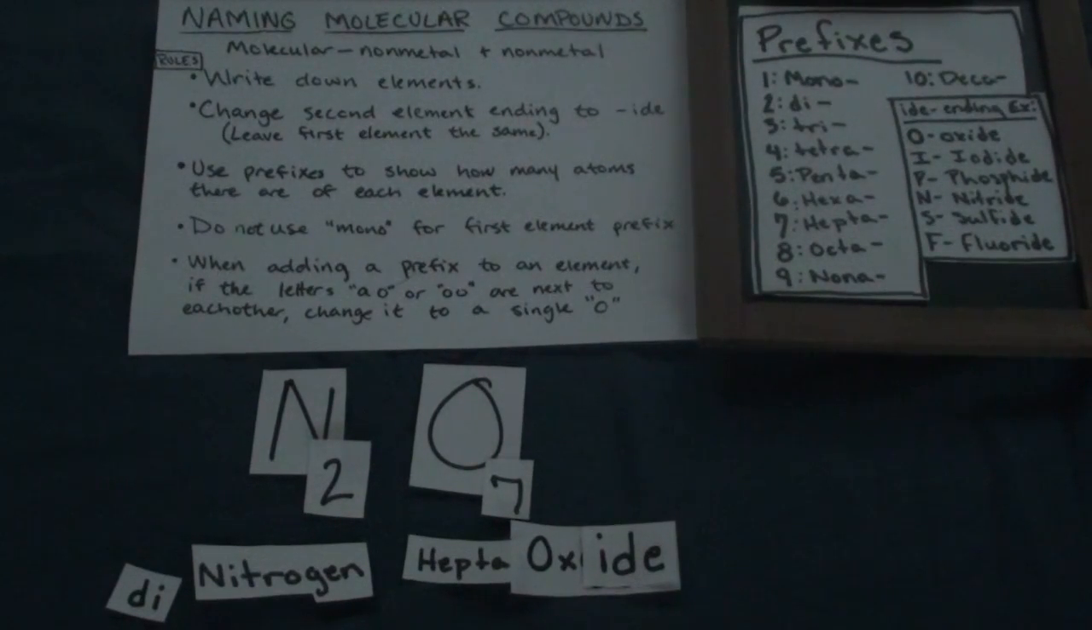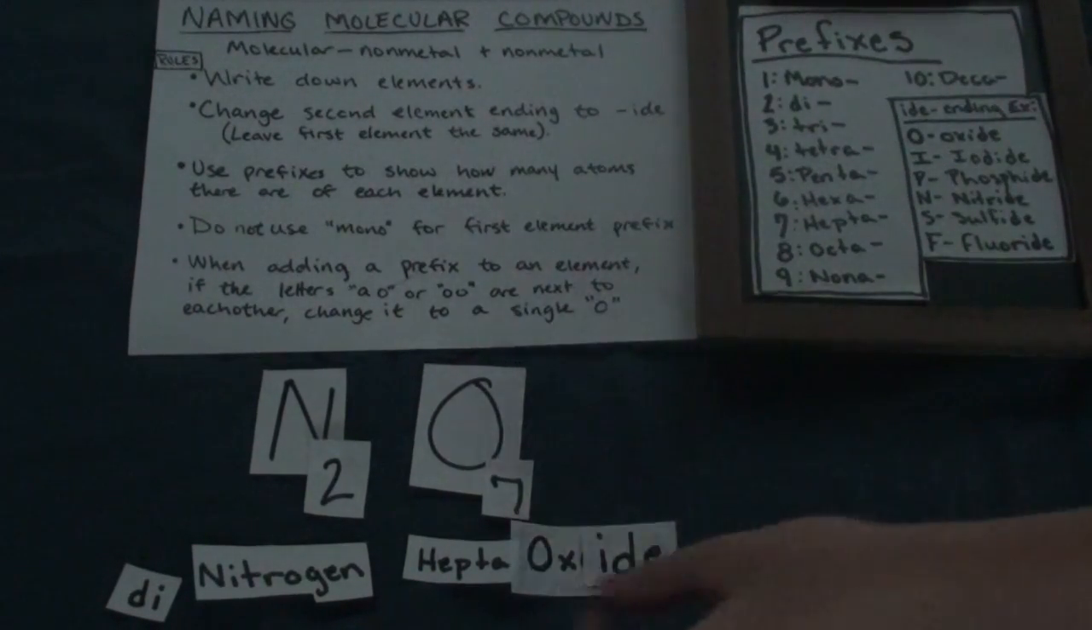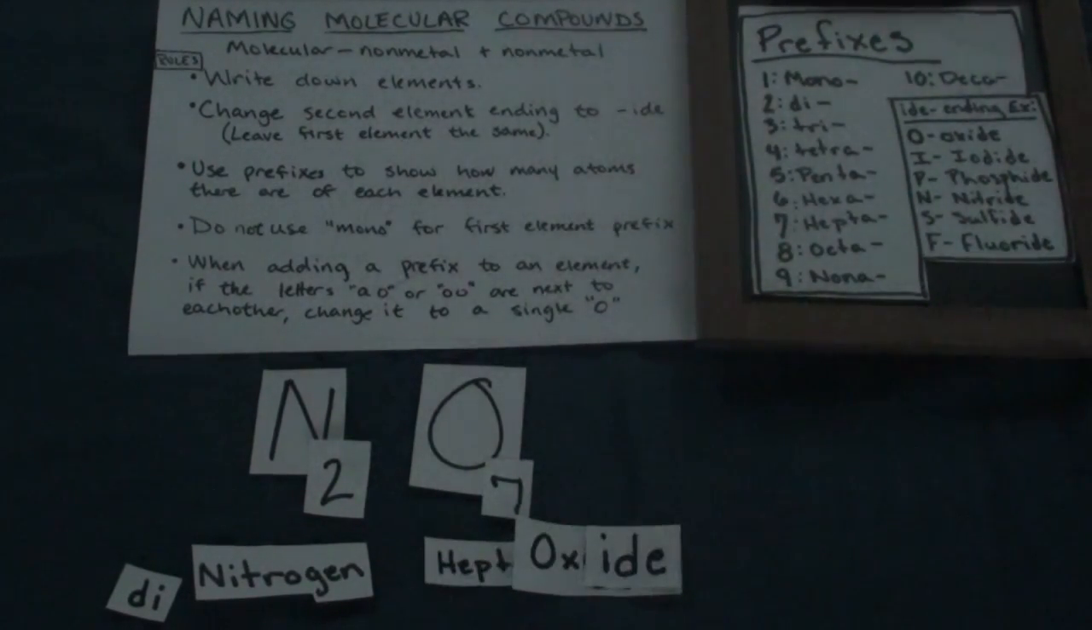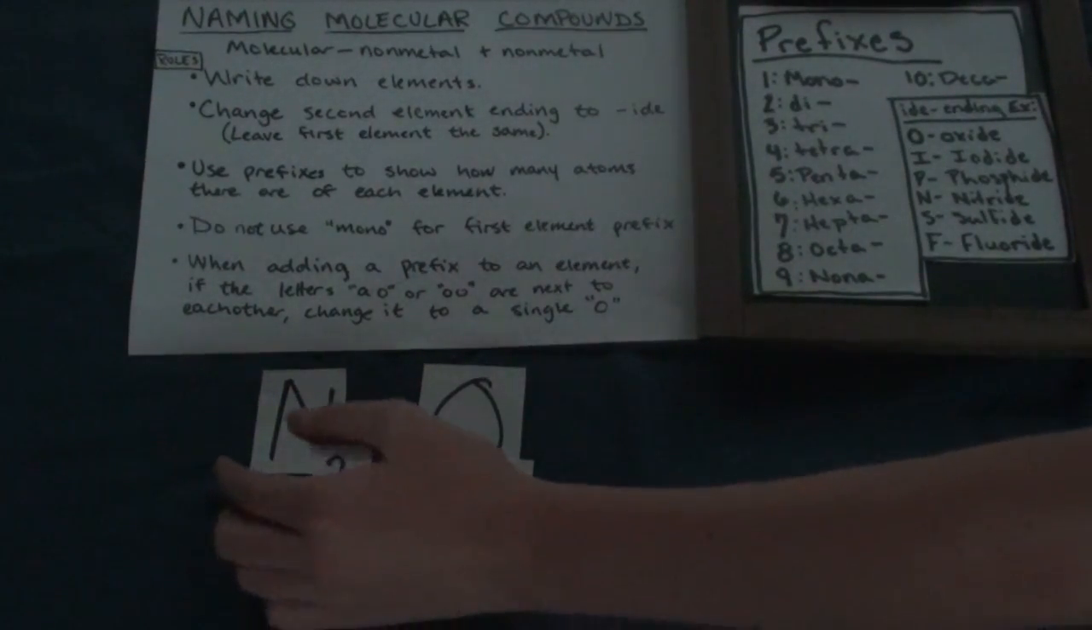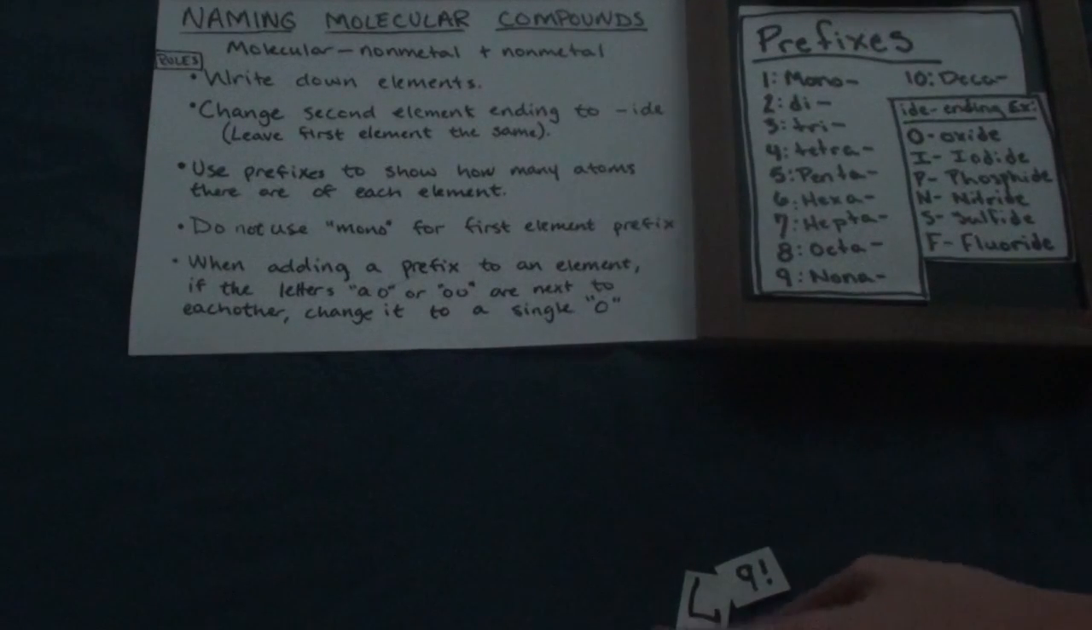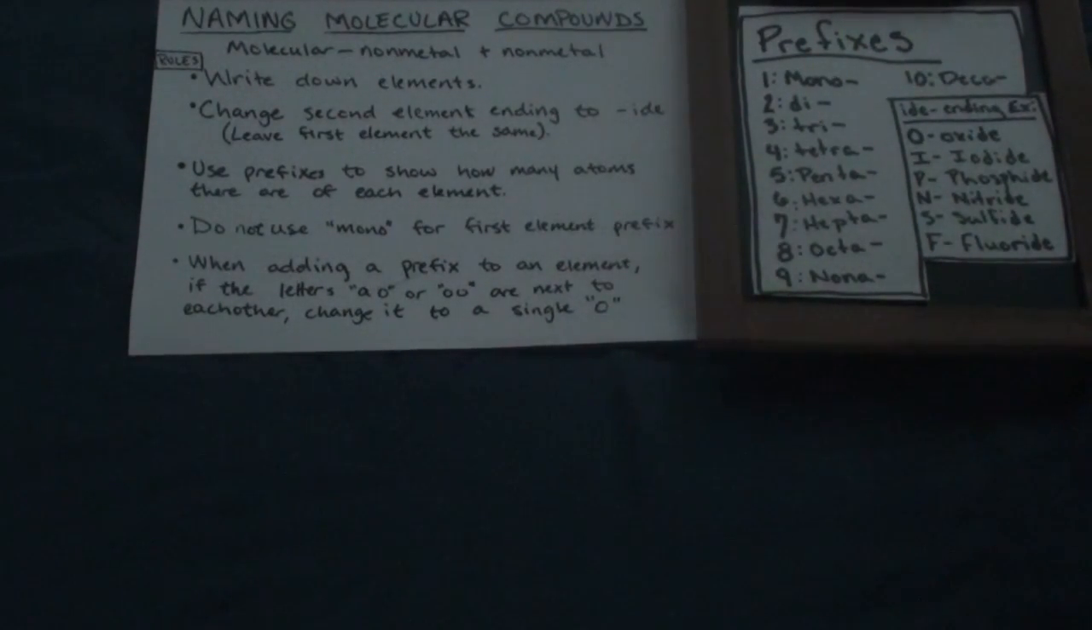However, for this, since there are an A and an O next to each other, we need to make it so it's just an O, so it becomes heptoxide. This equation then is dinitrogen heptoxide. Our last equation will show all of these put together.